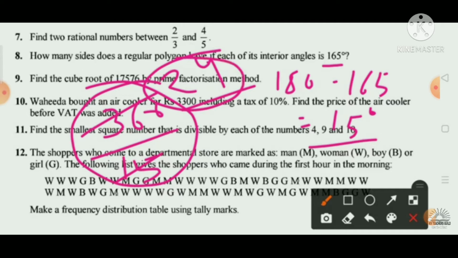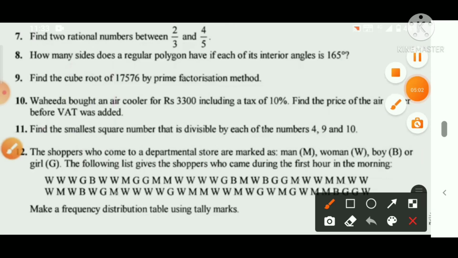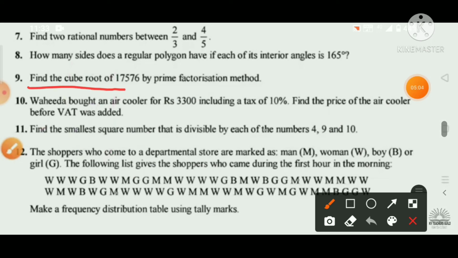Let us move to the 9th question. The next question is find the cube root of 17576 by prime factorization. You can do the prime factorization method for this. Then take groups of 3 equal factors, and then you can find the answer for this question. Let us move to the next question.